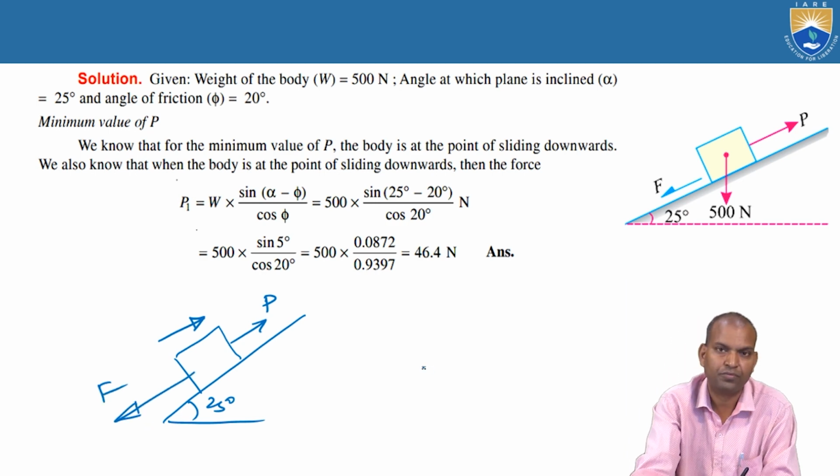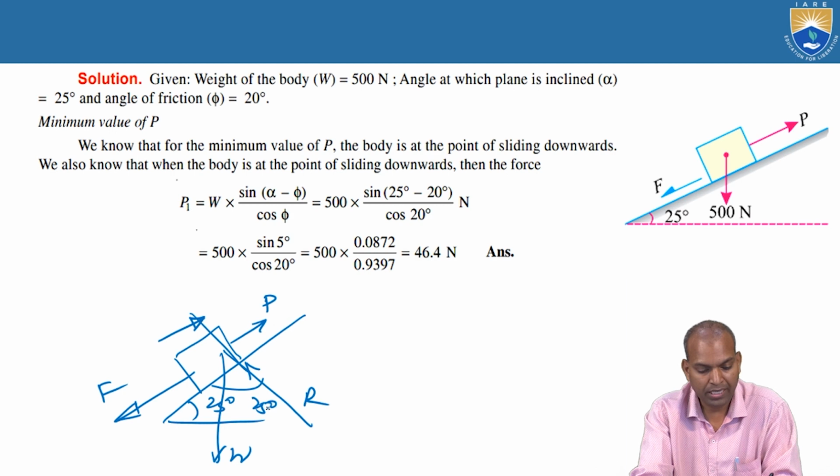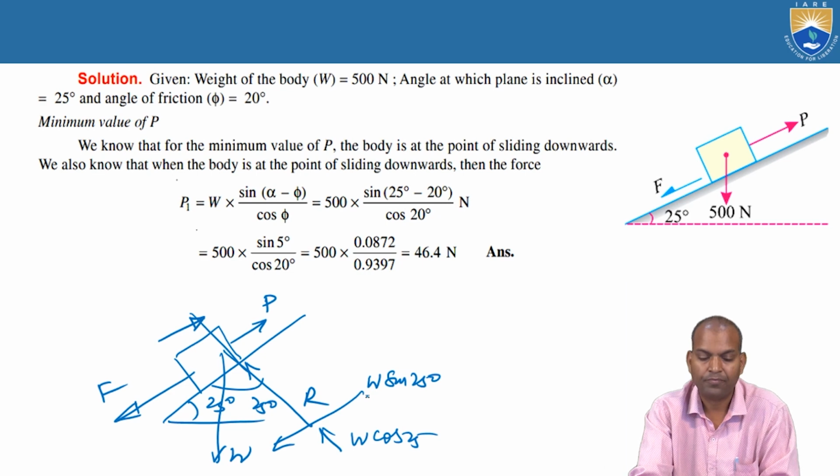This is the direction of the friction force. Now the weight is W, and the normal reaction is R. The angle is 25 degrees. Resolve this component along and normal to the plane. That is W in this direction: W cos 25, and whatever is normal to this is W sin 25 degrees.